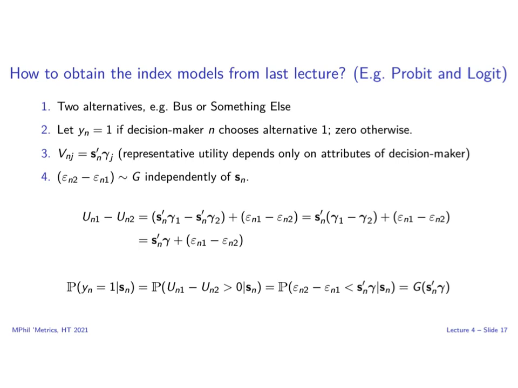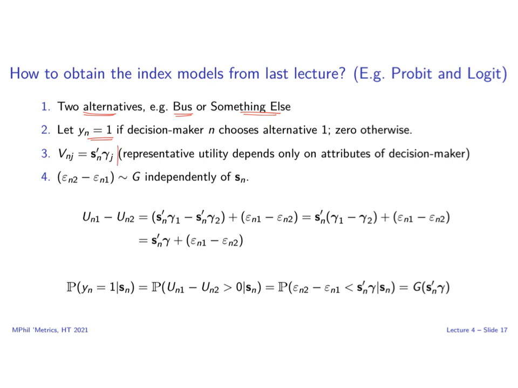Consider a setting with two alternatives. For example, Alice chooses between taking the bus, alternative number 1, or some other way of getting to work, alternative number 2. Let yn equal 1 if Alice chooses the first alternative, the bus, and 0 otherwise.